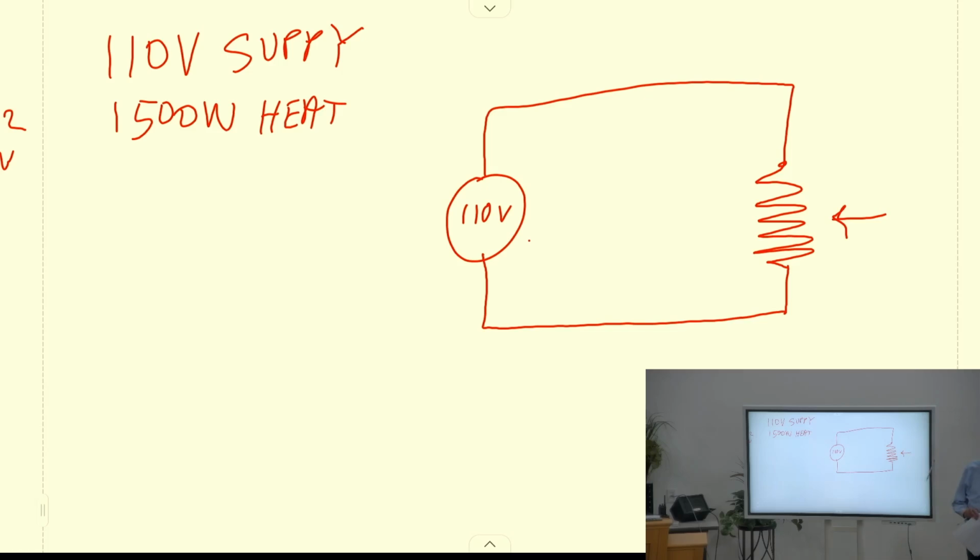So you're going to think about how to compute that, and I'm going to go use the restroom and figure out how many ohms that needs to be. Okay?